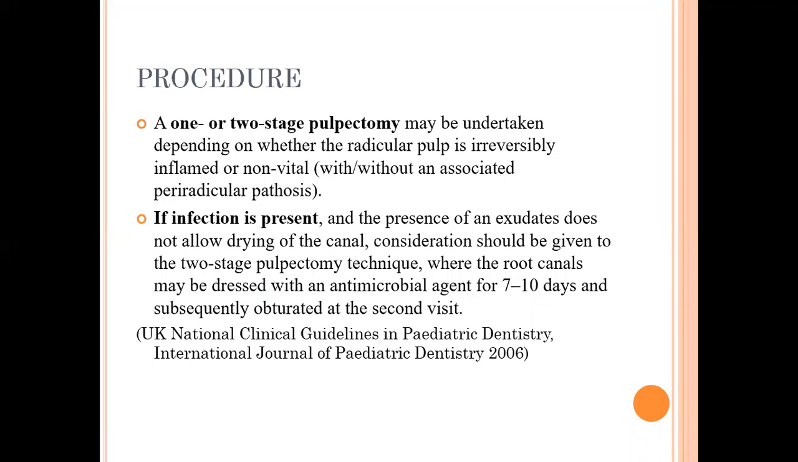Coming on to the procedure, a one or two stage pulpectomy may be undertaken depending on whether the radicular pulp is irreversibly inflamed or non-vital. If infection is present and the presence of an exudate does not allow drying of the canal, consideration should be given to the two-stage pulpectomy technique, where the root canals may be dressed with an antimicrobial agent for 7 to 10 days and subsequently obturated at the second visit.